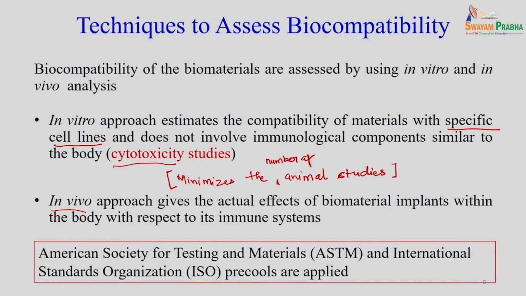After the in vitro approach, we go for the in vivo approach, which gives the actual effect of the biomaterial implant inside the body. Here we have to consider its immune system, because we are dealing directly with the living system, so there will be an immune response also. And for testing these two techniques, there are various protocols, the ASTM and ISO protocols, which are followed for testing these in vitro or in vivo assessments.